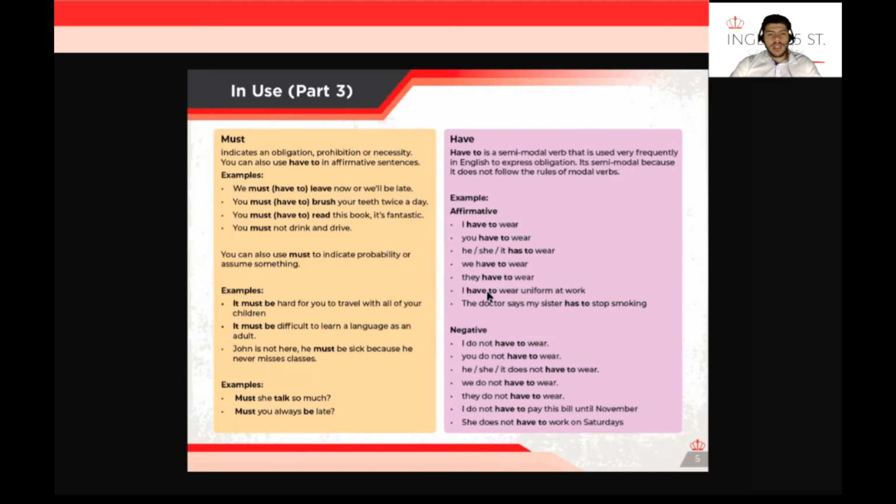So we could change that for must. I must wear uniform at work, and it's very similar. Now must is a little bit stronger, okay? The obligation is stronger than have to, but they are very, very similar.